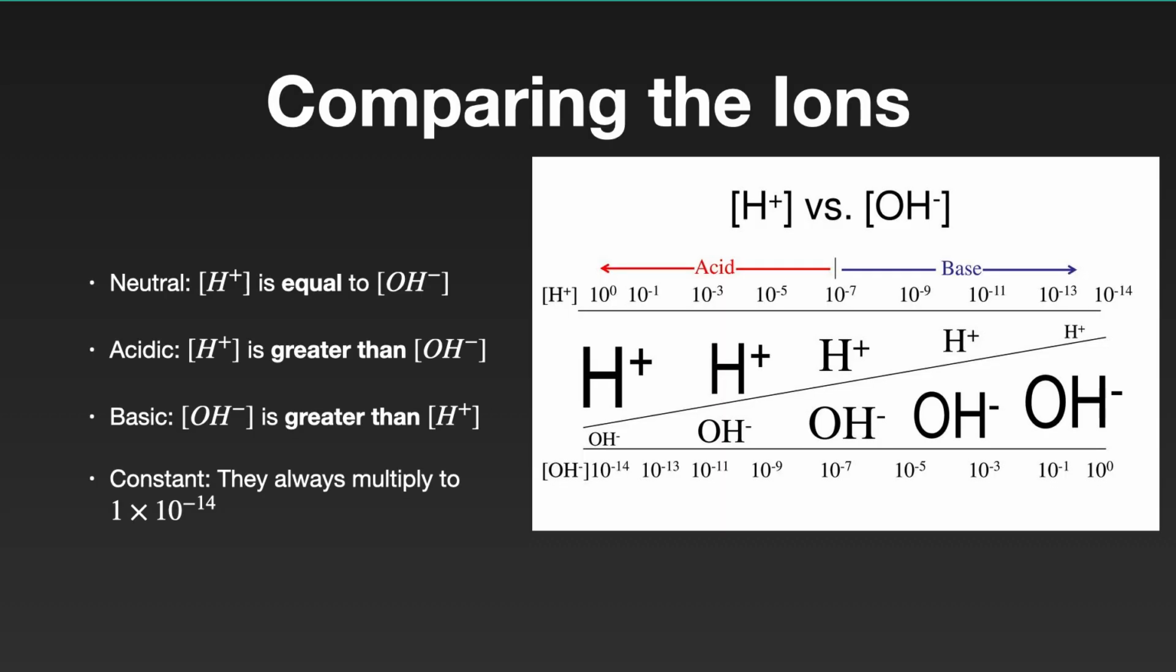In any solution, we have both hydrogen ions and hydroxide ions. If the amounts are exactly equal, like in pure water, the solution is neutral. If you add an acid, the H plus concentration increases and becomes larger than the OH minus, making the solution acidic. Conversely, if there's more hydroxide than hydrogen ion, it's basic. And remember our golden rule. As one goes up, the other must go down to keep that product locked at 10 to the negative 14.